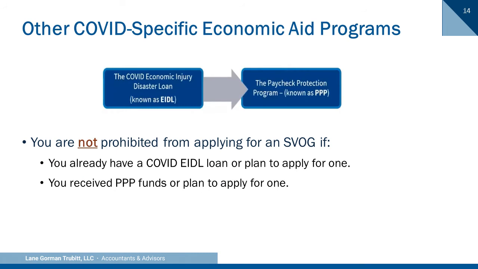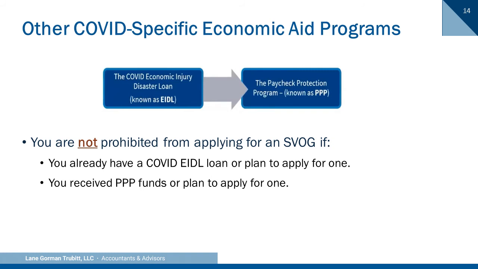So now let's take a look at some of the other COVID-specific economic aid programs that not-for-profits were eligible for. The main popular ones were the COVID Economic Injury Disaster Loan, also known as your EIDL, and your Paycheck Protection Program, also known as PPP. So you are not prohibited from applying for SVOG award if you already have a COVID EIDL loan or plan to apply for one, and also if you received PPP funds or apply for one. While originally entities were prohibited from receiving both forms of SBA assistance, the American Rescue Plan Act, which became law on March 11, 2021, removed this restriction. However, under the law, the entities will be ineligible for a PPP loan after you receive SVOG award.